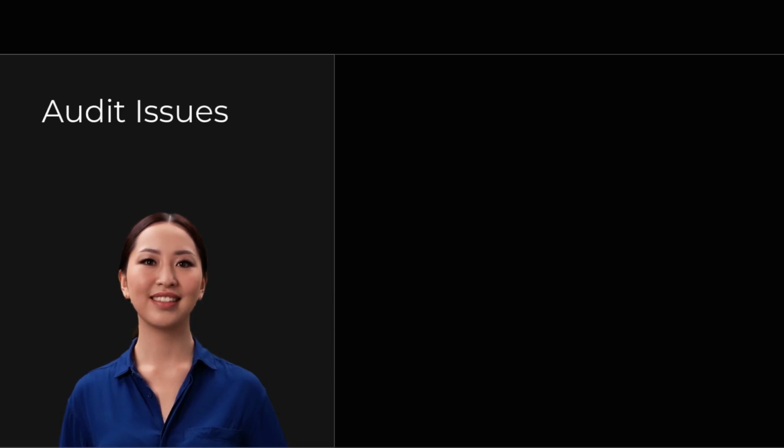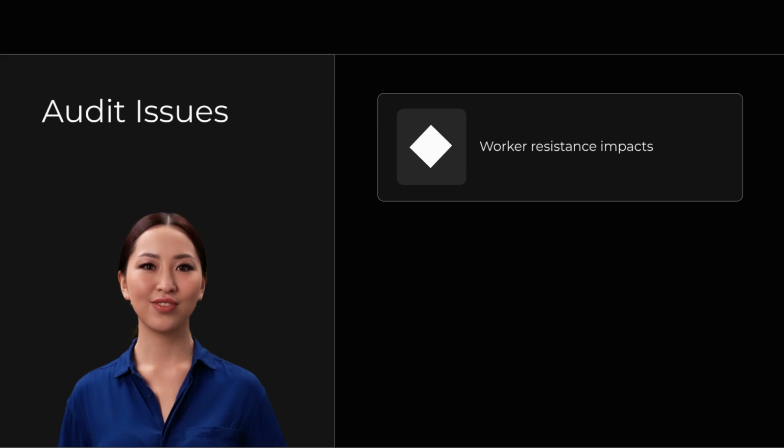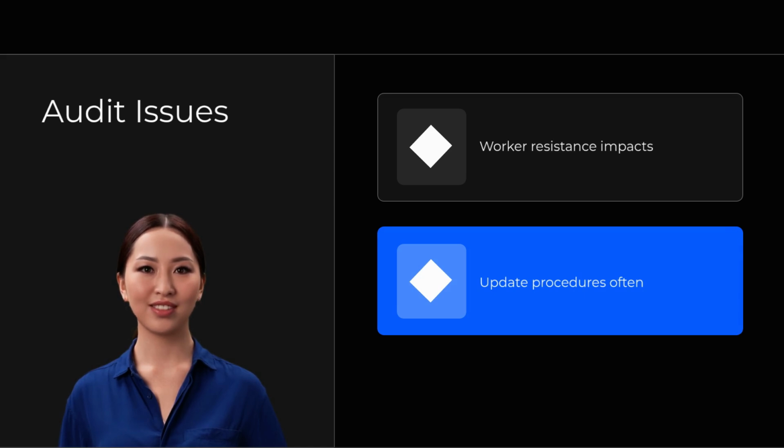Challenges like worker resistance and outdated procedures can hinder audits. Address these by involving employees early and updating procedures regularly. Ensure comprehensive records and allocate time for follow-up actions.